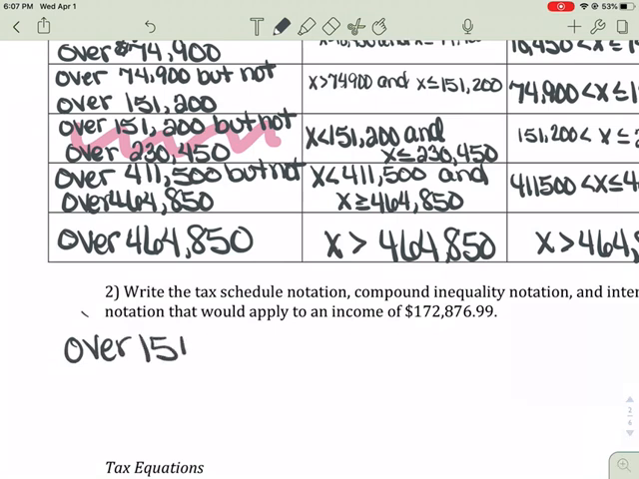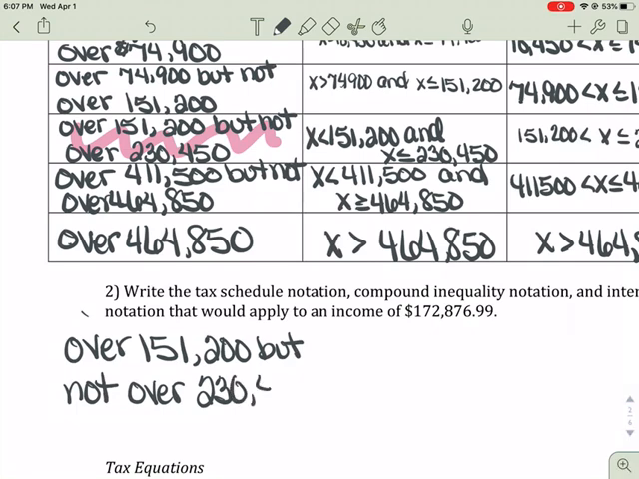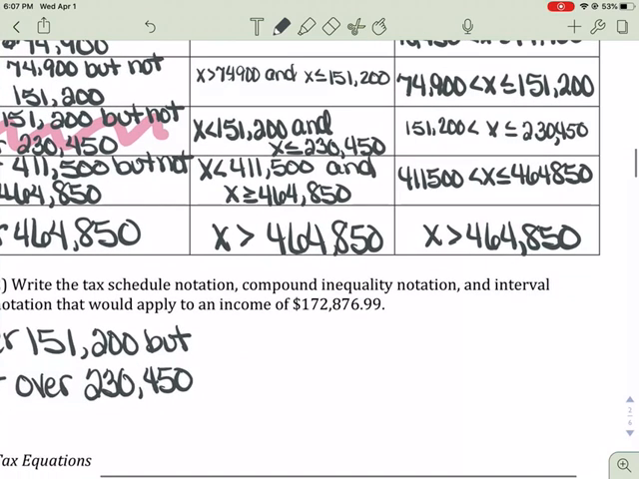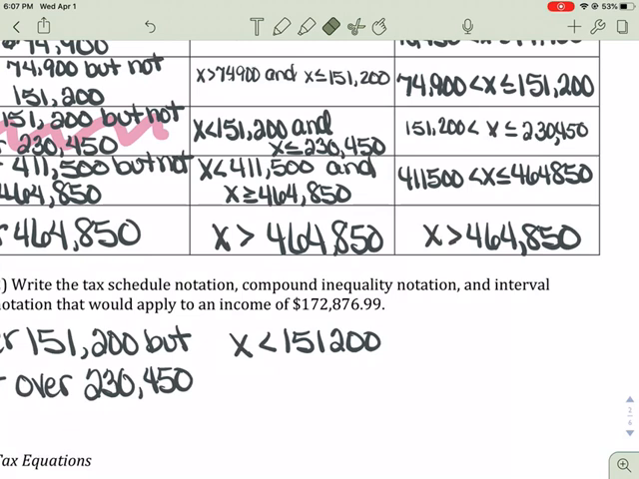So the first one would be over 151,200, but not over 230,450. Okay, so X is less than 151,200. Oh, sorry, greater than. Why did I have less thans there? These are greater thans, and the other one is less than. I apologize, guys. Should be greater than.